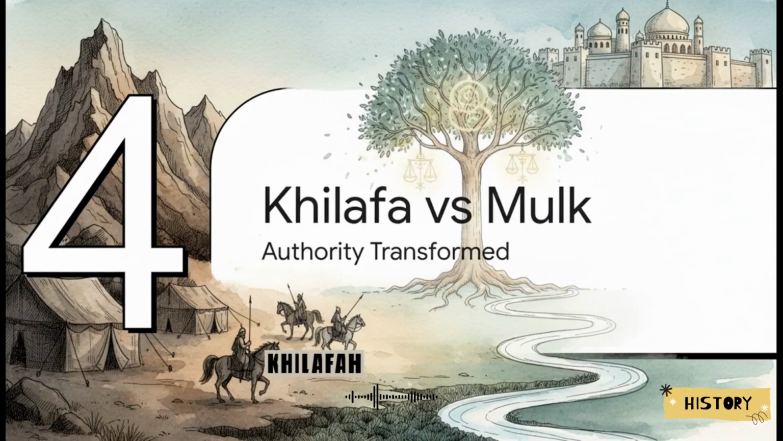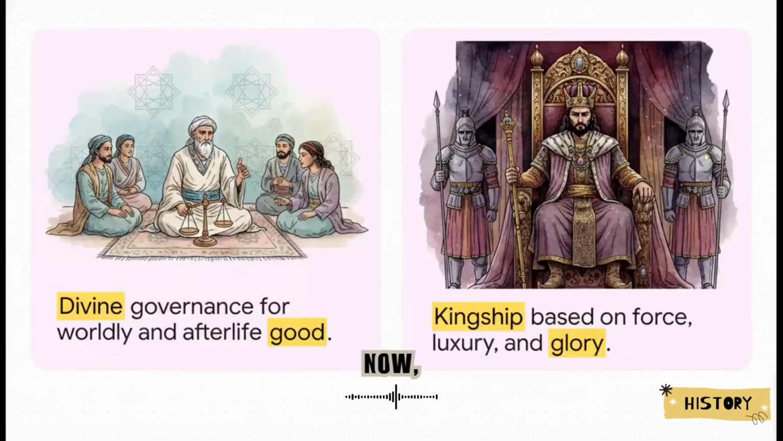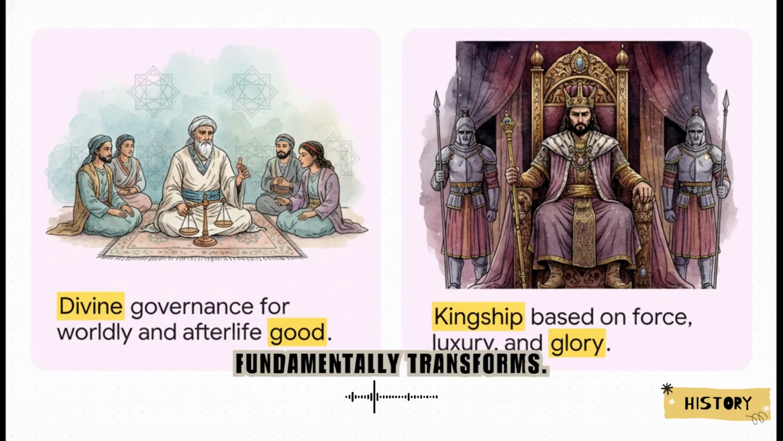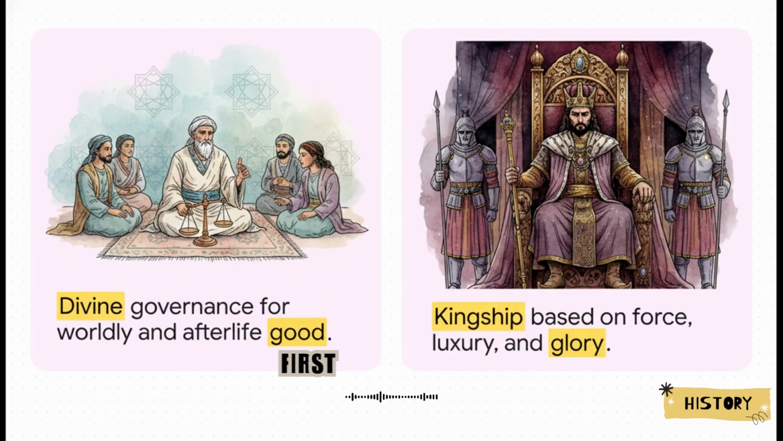Section 4, Khilafah versus Mulk. Now, as the dynasty matures, the very soul of the state fundamentally transforms. Ibn Khaldun makes this brilliant distinction between 2 types of authority. First is the Khalifa or Caliphate, which also encompasses the imamate. This is governance based purely on divine law, aimed at the ultimate good of the people in both this world and the afterlife, and it's characterized by justice.